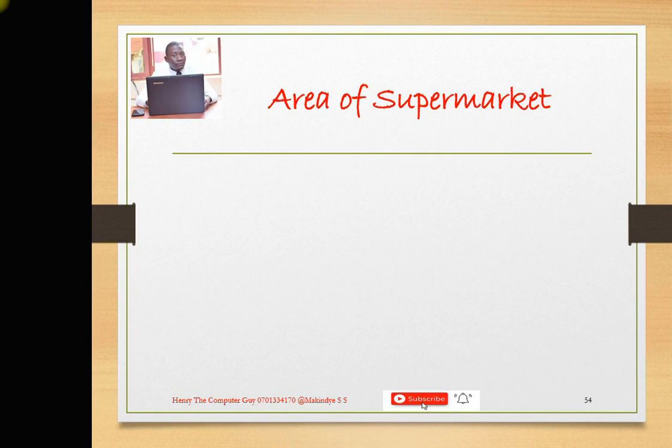Actually today we're going to be looking at how we can use ICT in the area of supermarkets. How do we actually apply computers in the area of supermarkets? You're in the supermarket, how can you use a computer there?